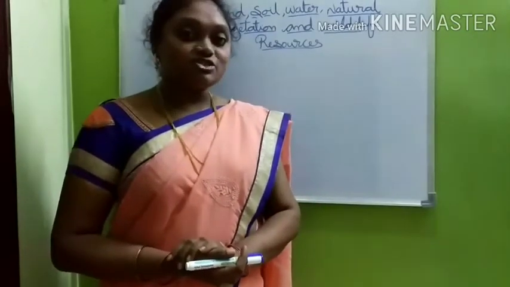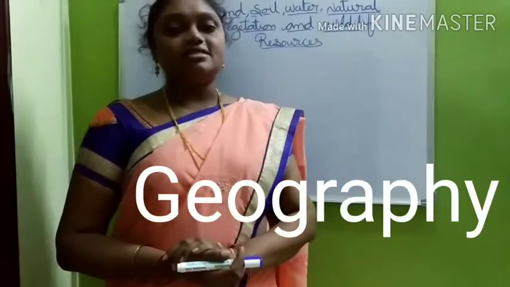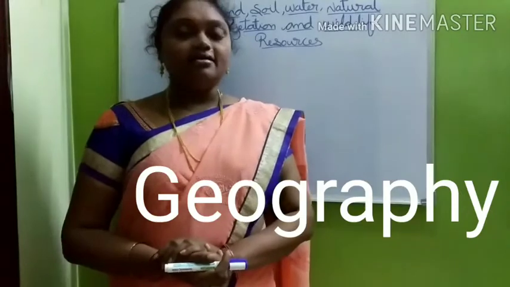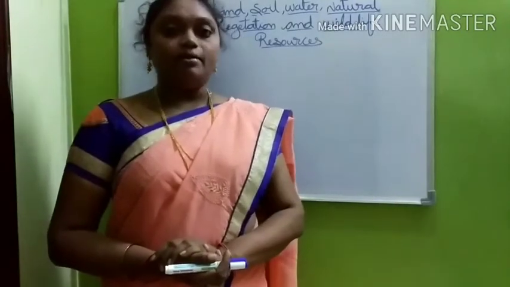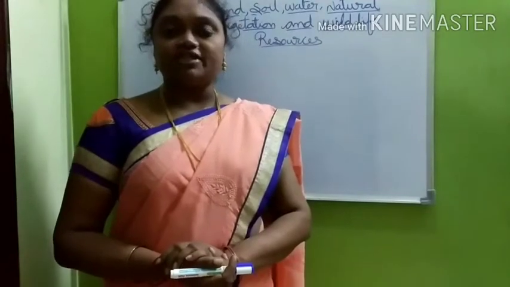Okay, that is social science. In this social science, we are learning about the geography part. In this geography, the second lesson we are learning. And what is the meaning of geography? Before the lesson I already told. Geography means the geographical condition of the earth.